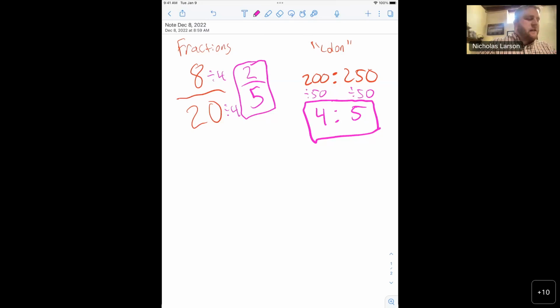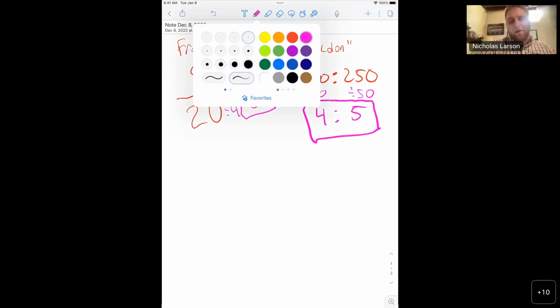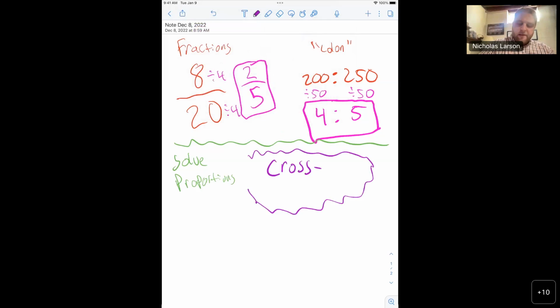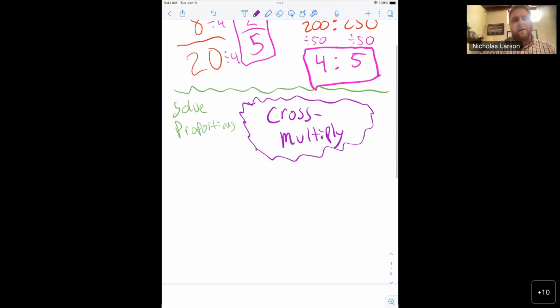That was kind of like lesson 1. Okay, lesson 2, we talked about solving proportions. So there's kind of a key word we use when we try to solve proportions. Does anyone know what I'm trying to say? Cross what? What do we do when we try to solve proportions? Multiply. Yeah, cross multiply. That's going to be our key.